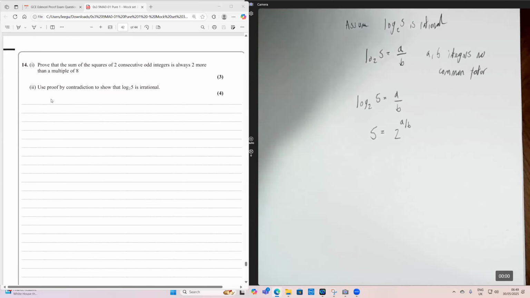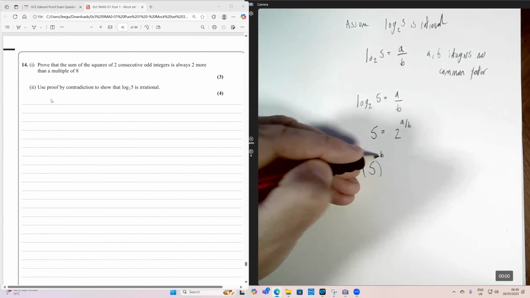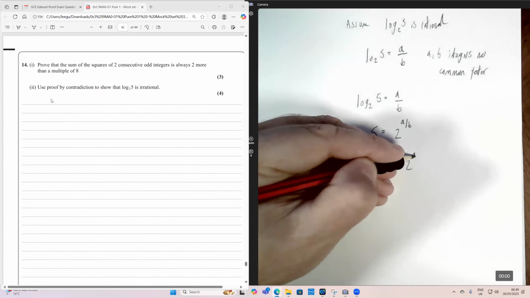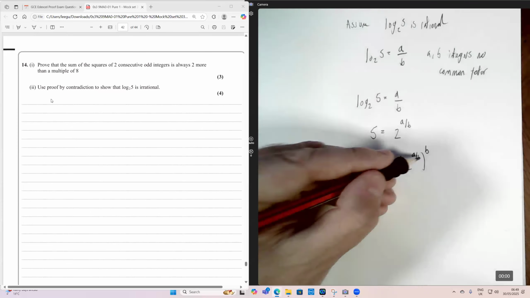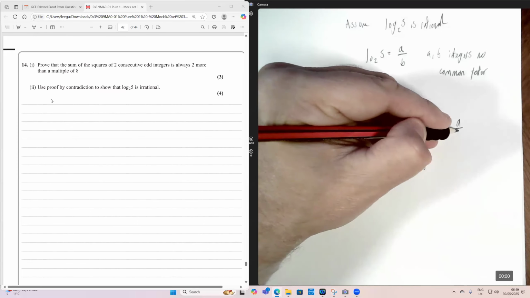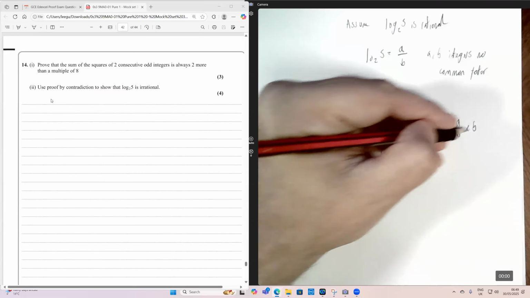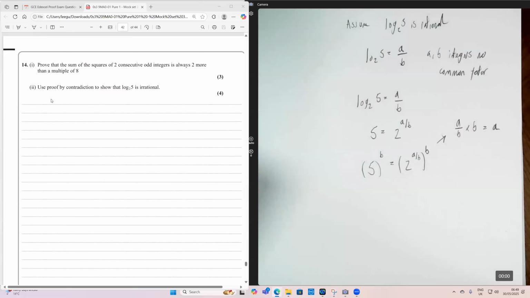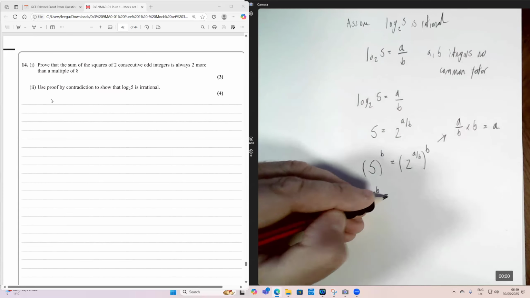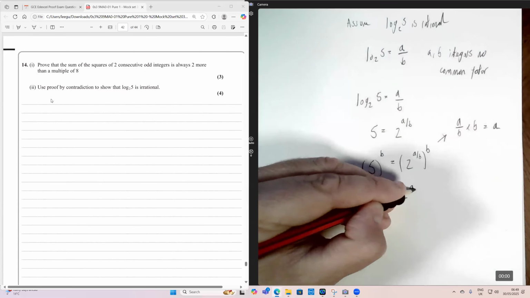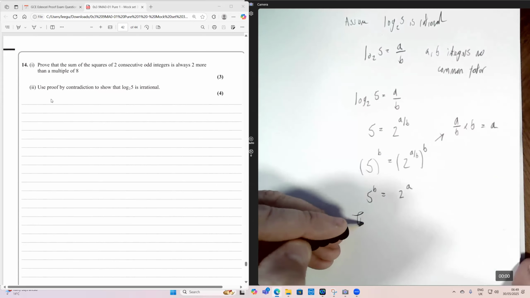That's reversing the logs. And then what I'm going to do is put both sides to the power of b. So I've got 2 to the a over b, put both sides to the power of b. Now, because a over b times b is just a, this now becomes 5 to the b is equal to 2 to the a. And this is a contradiction.